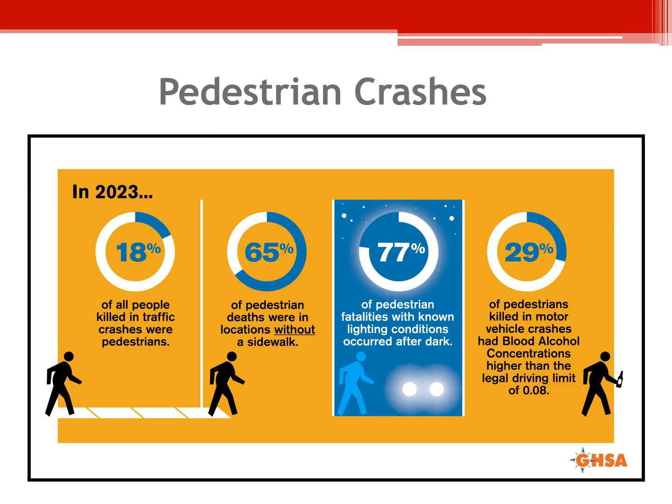77% of these pedestrian fatalities were when the conditions of the lighting were known. 77% of them occurred after dark. Now, not every single pedestrian crash had this data available, but for the ones where it was known, a little over 3/4 of them happened after dark.